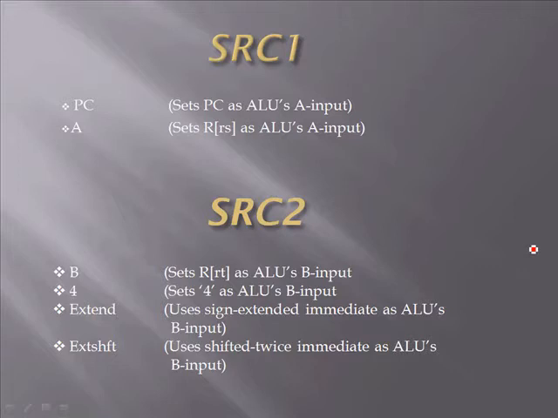For source 2, we can use B, which sends register RT to the input. 4, which we'd obviously use for computing PC plus 4. Extend, for I instructions, where we want to send the extended 16-bit immediate. Or extend shift, which sends the immediate shifted twice. We would use this when we want to compute the branch target address.